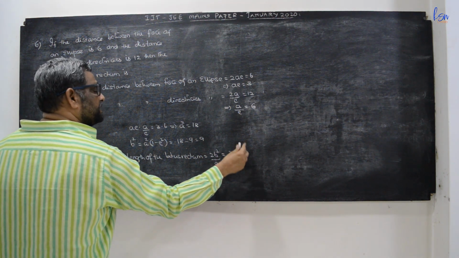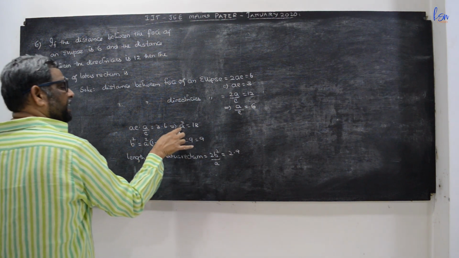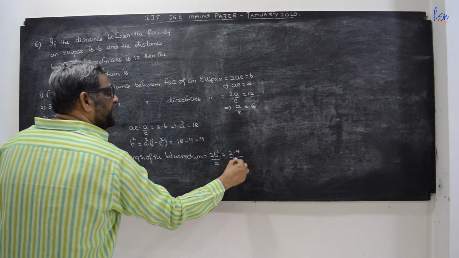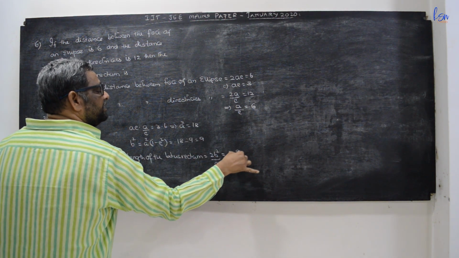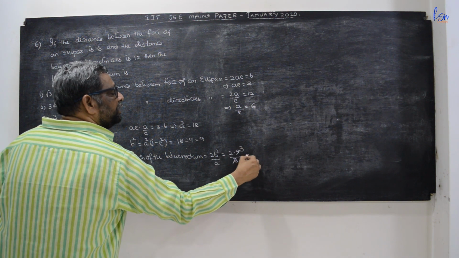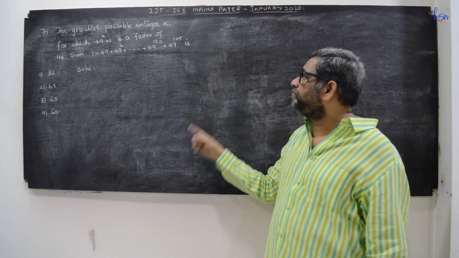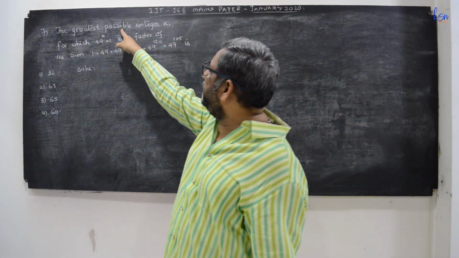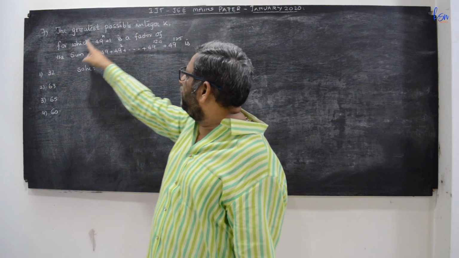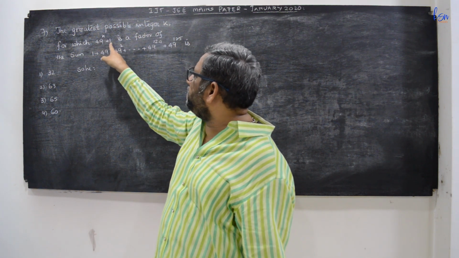2 into b square means 9, a square is 18, so a is 3 root 2. So this is 3 and this is 3 root 2. That is the answer, the second option.